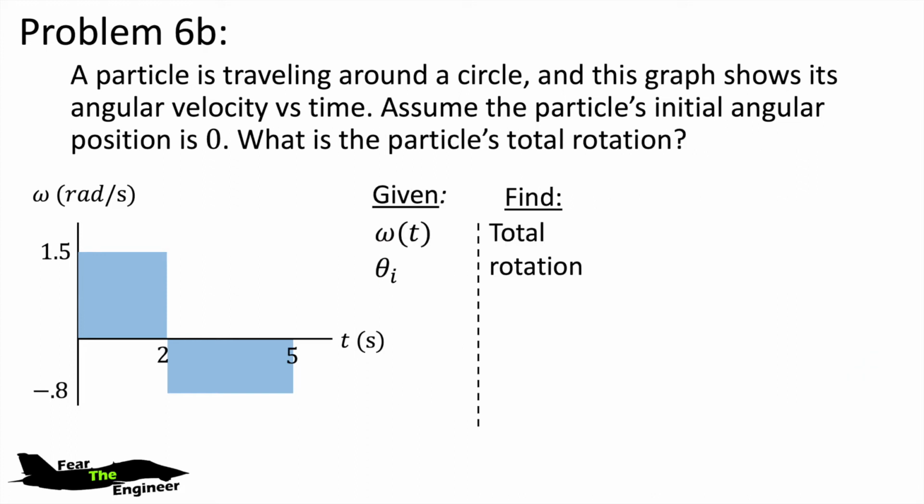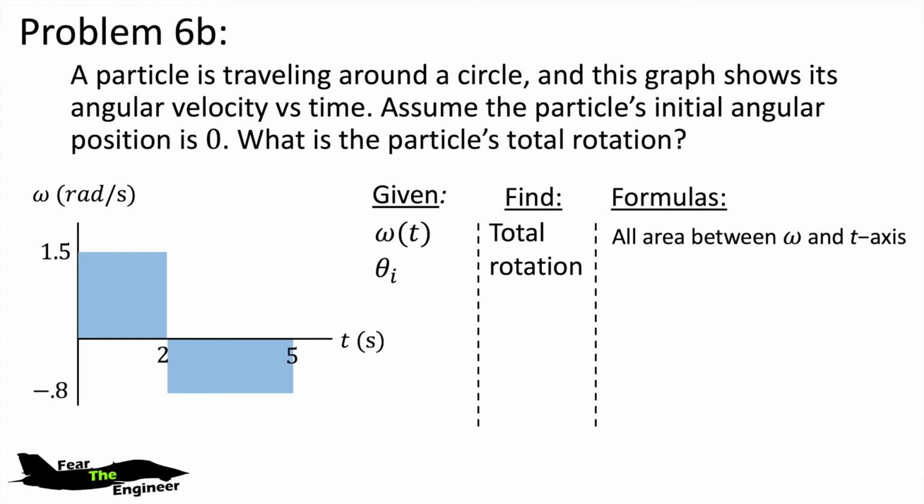What is the total rotation during the first 5 seconds? Time to pick a formula. Once again, we only have one formula to choose from. It says that the total rotation equals all the area between the omega versus time graph and its horizontal axis. That means you take the area above the axis and add the area below it.